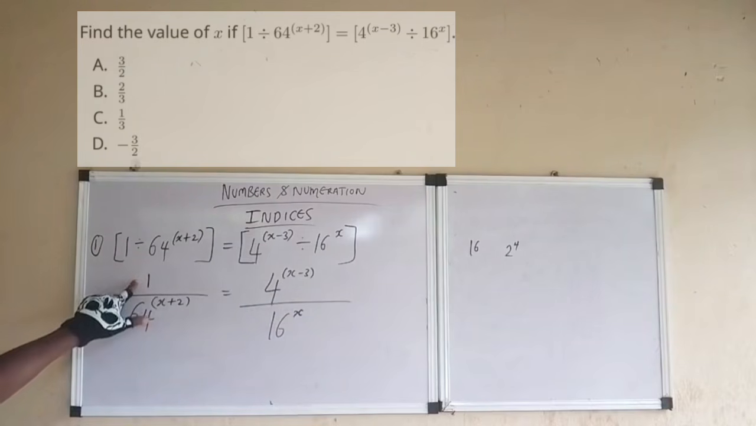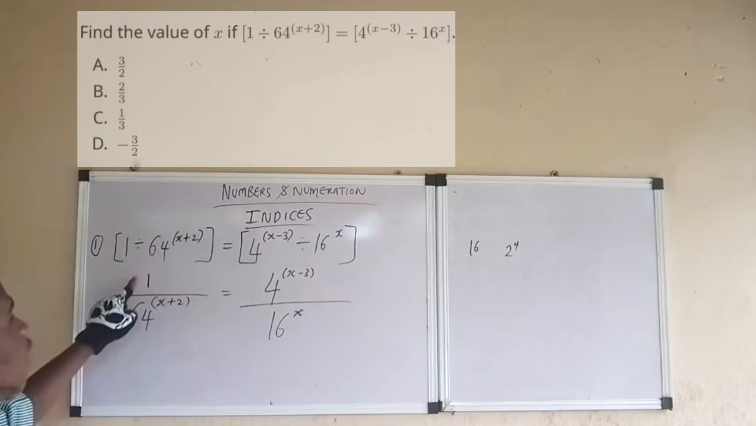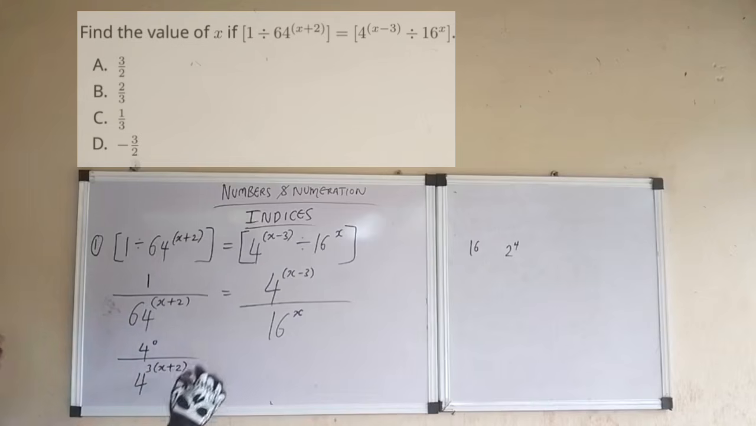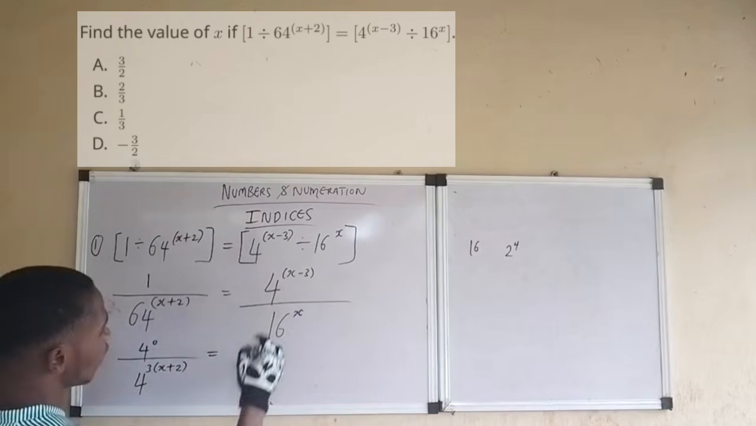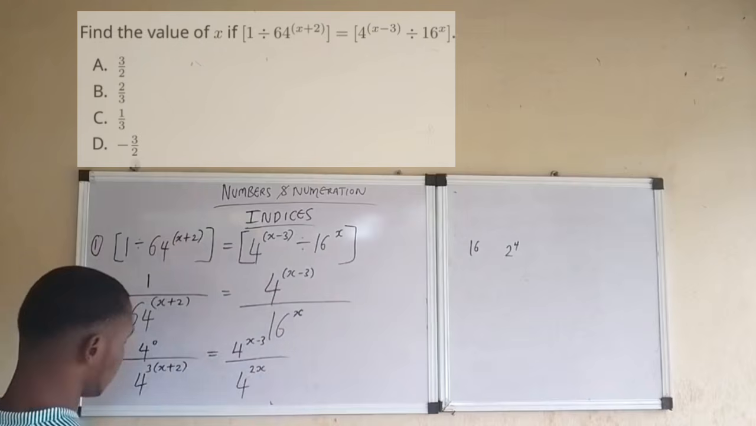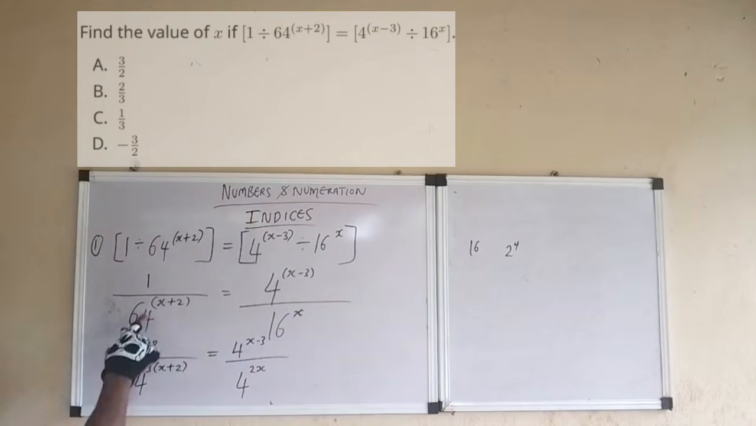Now, how about this numerator here? We have to do the same for this numerator. How do we do that? 4 raised to power 0 is the same as 1. So we are going to express 1 as 4 raised to power 0. So what we are going to be having is 4 raised to power 0 over 4 raised to power 3, open bracket, x plus 2, equals 4 raised to power x minus 3 as it is, over 4 raised to power 2, then the x that is there. So the power that was gotten here will be used to multiply the power that was already there.